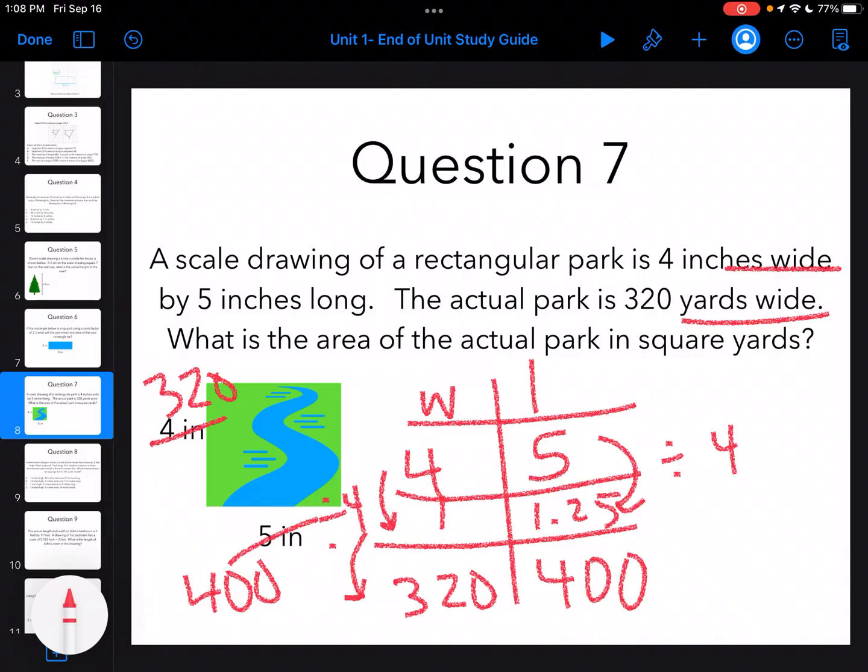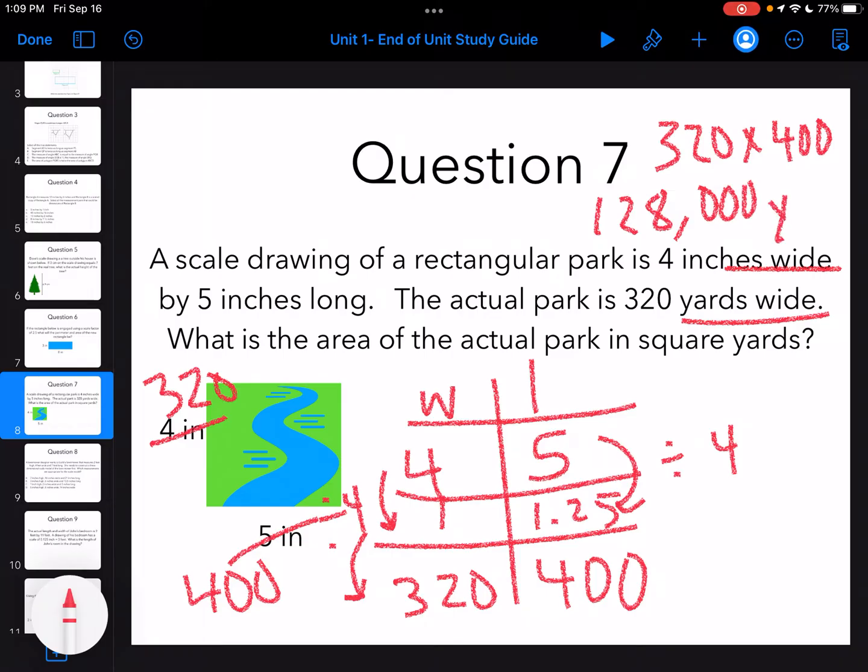From here, I can find the area of the actual park, because you have to change your dimensions before you find the area. So now I'm going to do 320 times 400 to get the actual area. And I get 128,000 square yards.